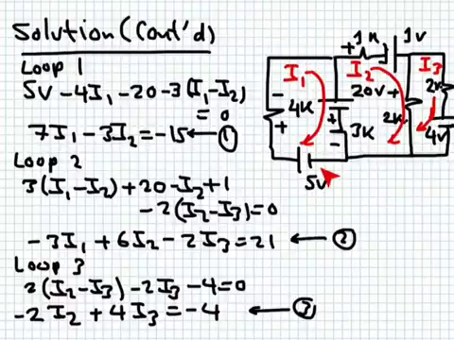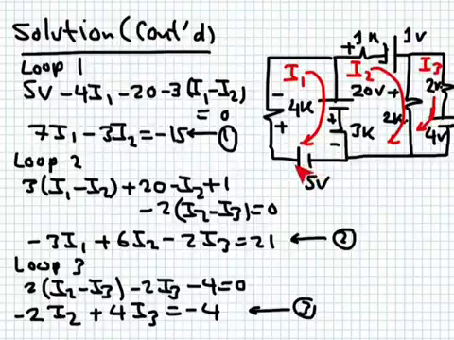Let's continue. So 5 minus 4I1. Here is positive, negative. So you have minus 20. Here positive, negative. You have minus 3(I1 minus I2). So I assume this polarity here because I assume the I1 is greater than I2. So the net current is flowing from top to bottom. Of course, if my assumption is not correct, this drop will be negative and the polarity will be reversed. So here 5 minus 4I1 minus 20 minus 3(I1 minus I2) is equal to 0. This is KVL for the first loop.